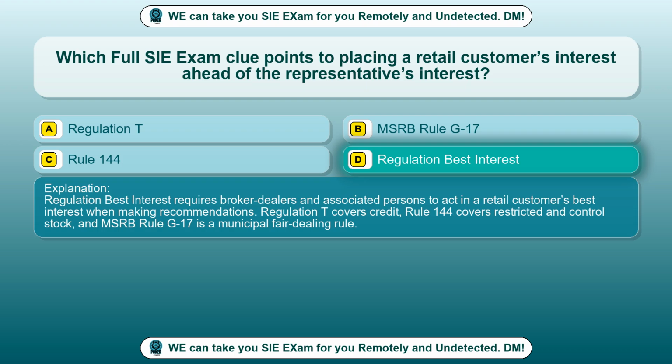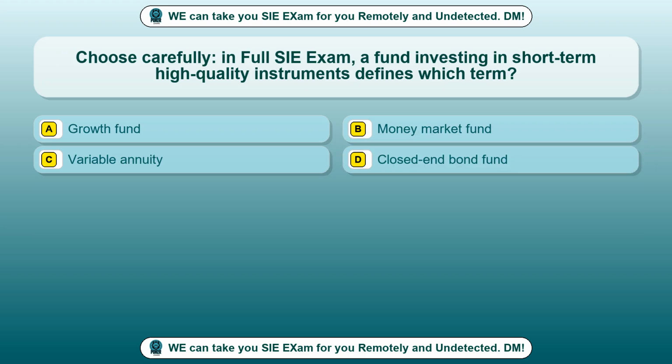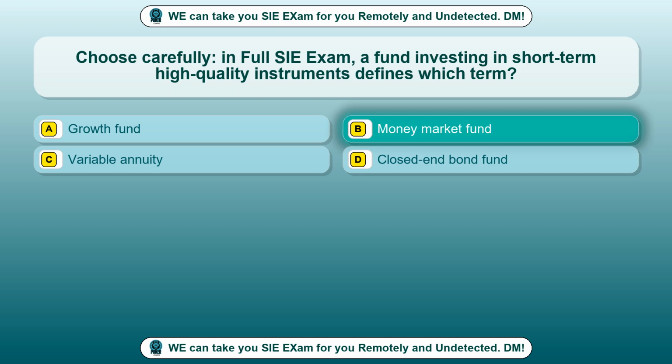Regulation Best Interest requires broker-dealers and associated persons to act in a retail customer's best interest when making recommendations. Regulation T covers credit, Rule 144 covers restricted and control stock, and MSRB Rule G17 is a municipal fair dealing rule. Question 48. Choose carefully in full SIE exam. A fund investing in short-term high-quality instruments defines which term? Option A, Growth Fund. Option B, Money Market Fund. Option C, Variable Annuity. Option D, Closed-End Bond Fund. The correct answer is option B, Money Market Fund.